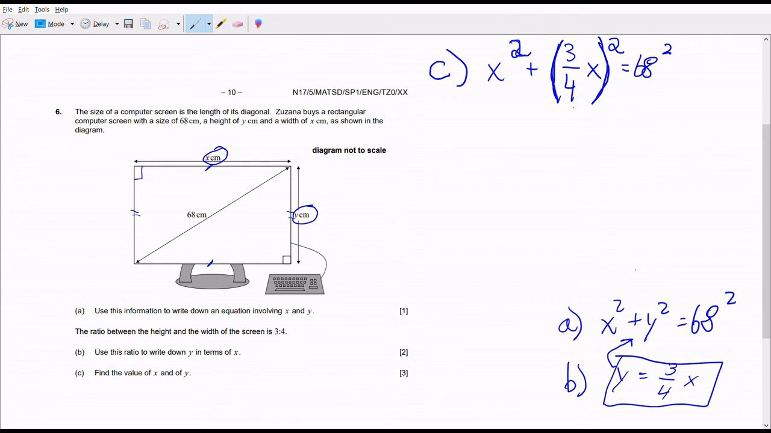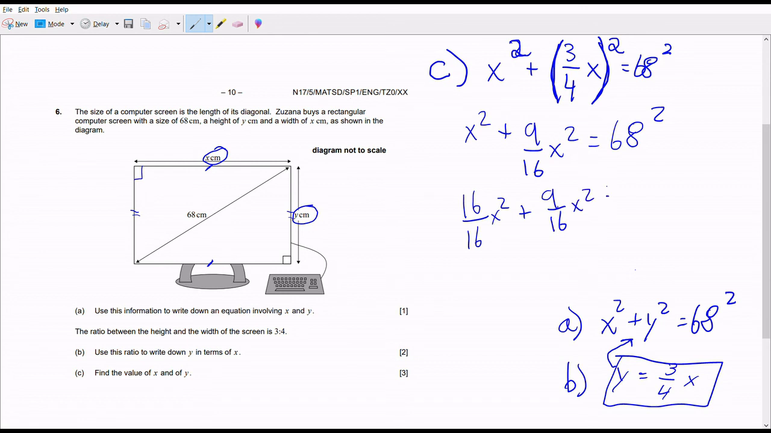Okay? So, working this out a little bit, we end up with x squared plus (3/4 x) squared, which is x squared plus 9 divided by 16, right, because 3 squared, 3 times 3, 4 times 4, and x squared equals 68 squared. Okay, combining these two like terms, we have 16 over 16 x squared plus 9 over 16 x squared equals 68 squared.